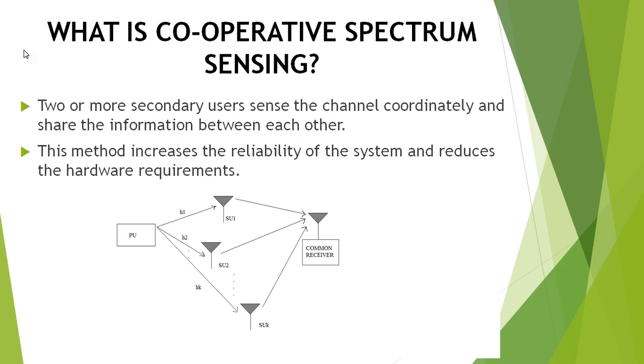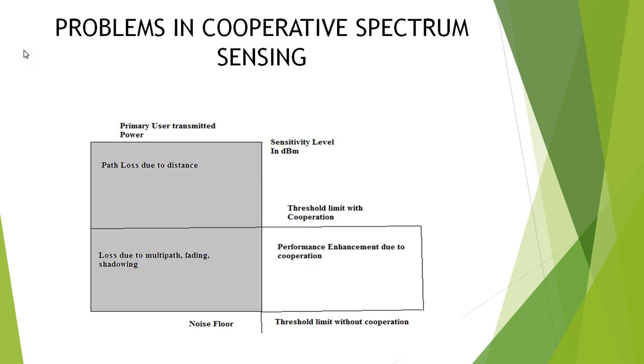This method is very useful because the probability of error reduces in this case, and it also increases the reliability of the system and reduces the hardware requirements. The major problems in cooperative spectrum sensing are now discussed.